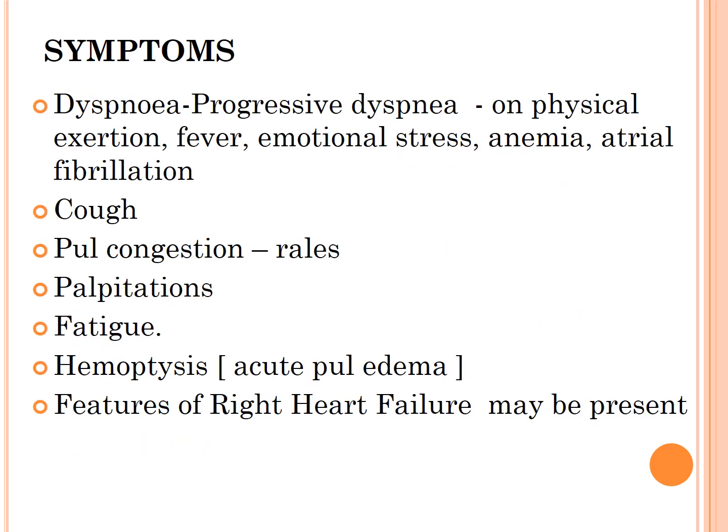Dyspnea is one of the prominent symptoms, which progressively increases with physical exertion, fever, emotional stress, anemia, and atrial fibrillation. Other symptoms are cough, pulmonary congestion giving rise to rales, palpitations, fatigue, and hemoptysis due to acute pulmonary edema. Features of right ventricular failure can be present, which are edema, hepatomegaly, and then raised JVP.